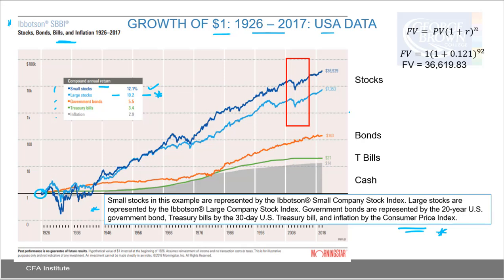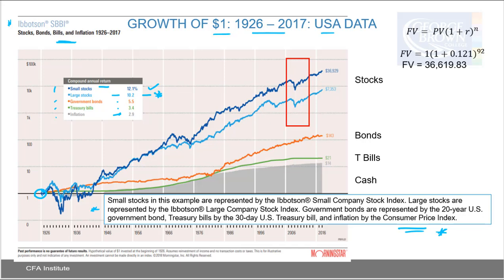So what this is showing is that if you started with $1 in 1926 and the money is continually reinvested, how much would you have at the end of 2017? And so it's showing the different growth rates. Inflation on average was 2.9%. Treasury bills gave an annual compounded return of 3.4%, and government bonds 5.5%, okay? So you can see here with regards to the stocks, if you invested $1, this is hypothetical, it's for illustrative purposes.